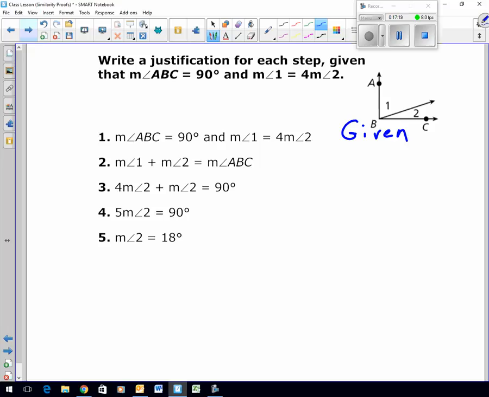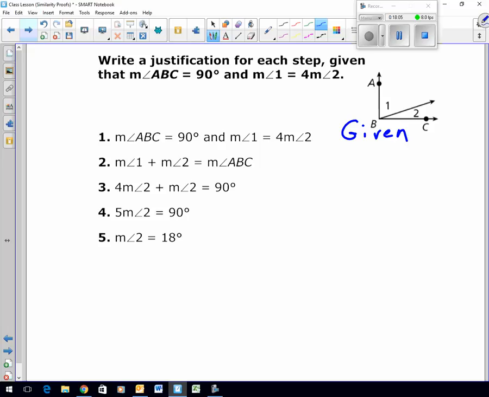If ABC has angle 1 and angle 2 inside of it, that means I can take the sum of angle 1 and angle 2 and get the measure of angle ABC. Why? Oh, we're not congruent, but they equal 90 degrees. The definition of complementary. Okay, we're getting closer. That'd be great.